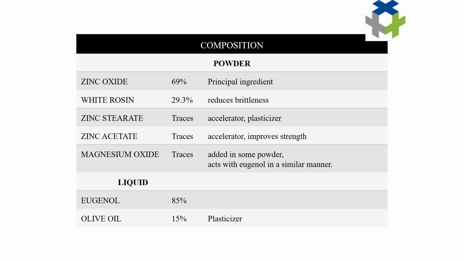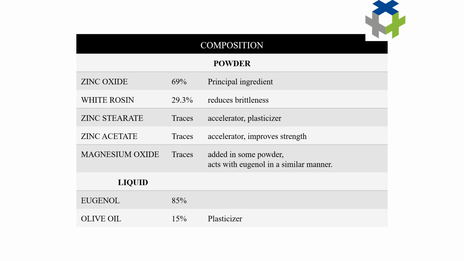So powder consists of zinc oxide 69%, which is the principal ingredient, and white rosin of about 29.3%. It reduces brittleness of the cement, and zinc stearate acts as accelerator and plasticizer. And zinc acetate also acts as accelerator and it improves strength. And magnesium oxide is added in some powders; it reacts with eugenol in a similar manner.